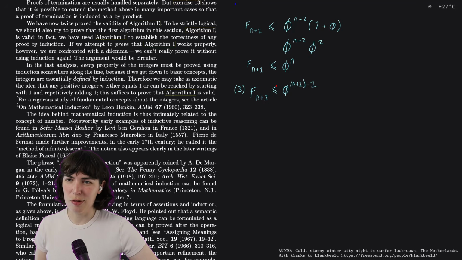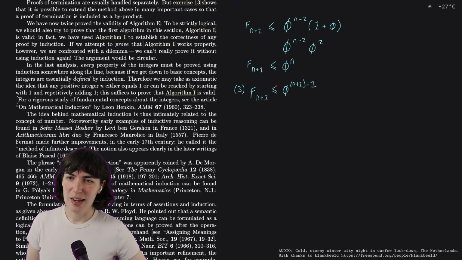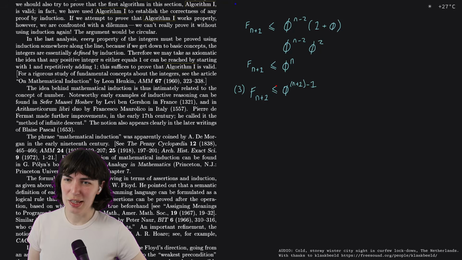If we attempt to prove that algorithm I works properly, however, we are confronted with a dilemma. We can't really prove it without using induction again. The argument would be circular. In the last analysis, every property of the integers must be proved using induction somewhere along the line, because if we get down to basic concepts, the integers are essentially defined by induction. Therefore, we may take as axiomatic the idea that any positive integer n either equals 1 or can be reached by starting with 1 and repetitively adding 1. This suffices to prove that algorithm I is valid. For a rigorous study of fundamental concepts about the integers, see the article on mathematical induction by Leon Henkin.